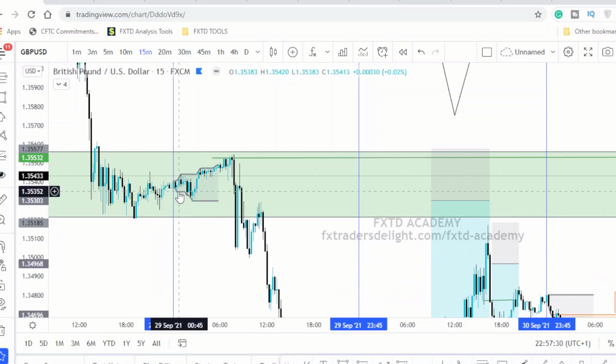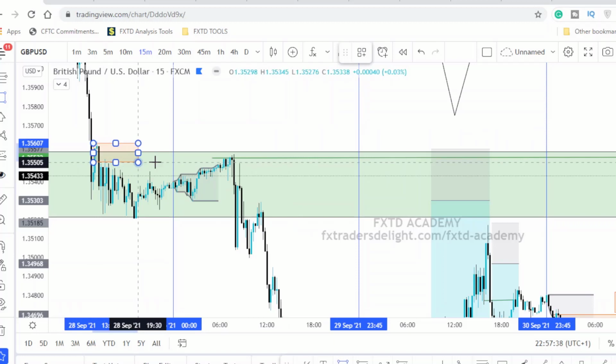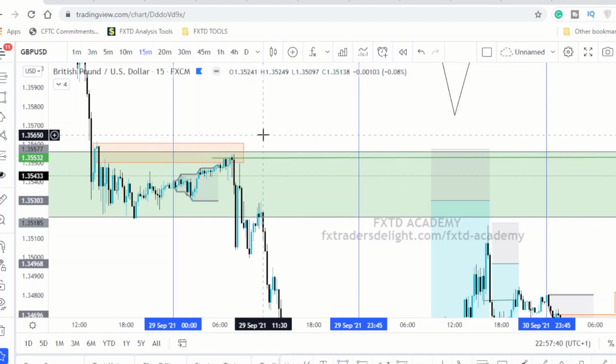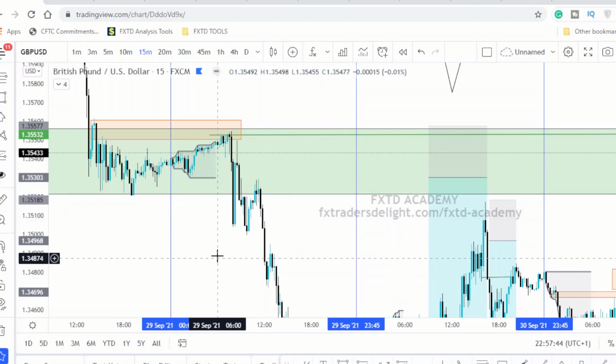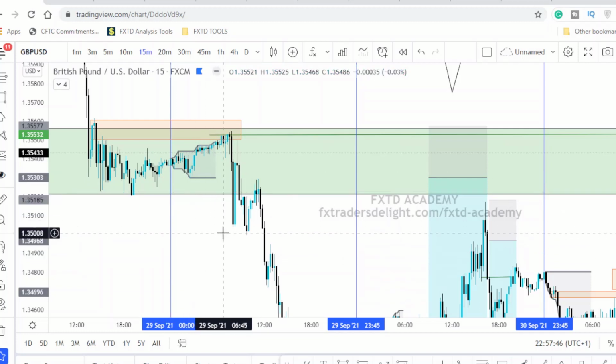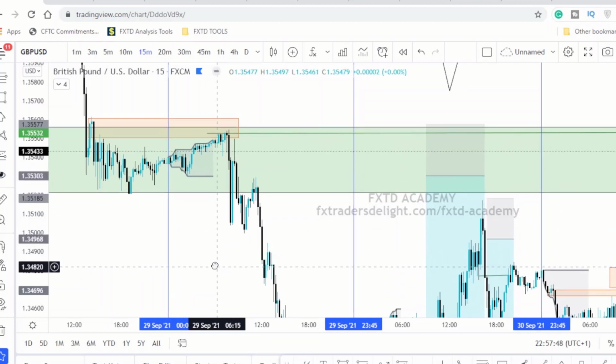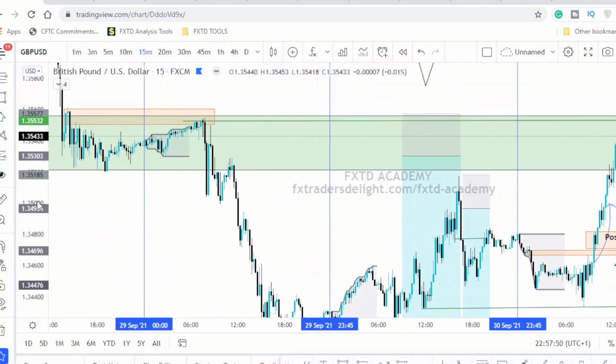Okay, so now price traded off the Asian session, and at the same time, why price did that, there was a mitigation there and price rallied down. So you need to understand this lesson, right? It's a simple price action and you can actually keep this very, very simple.